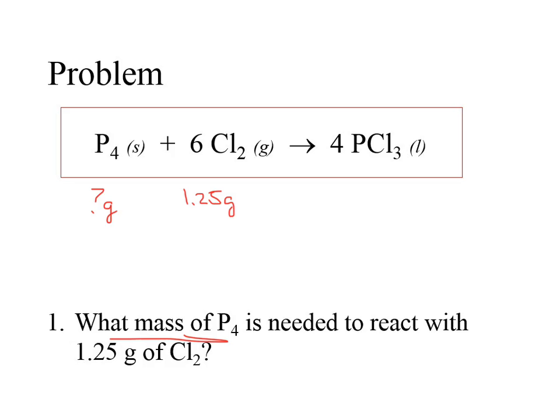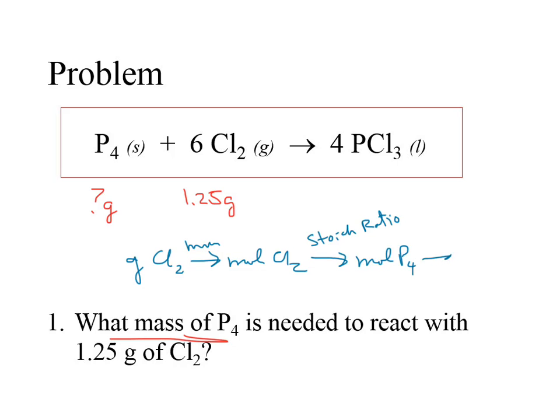Okay, so basically we're going to go from grams of Cl2 to moles of Cl2 using the molar mass of Cl2, and then we're going to go from moles of Cl2 to moles of P4 using the stoichiometric ratio. And then we are going to go from moles of P4 to grams of P4 using P4's molar mass. That's it.